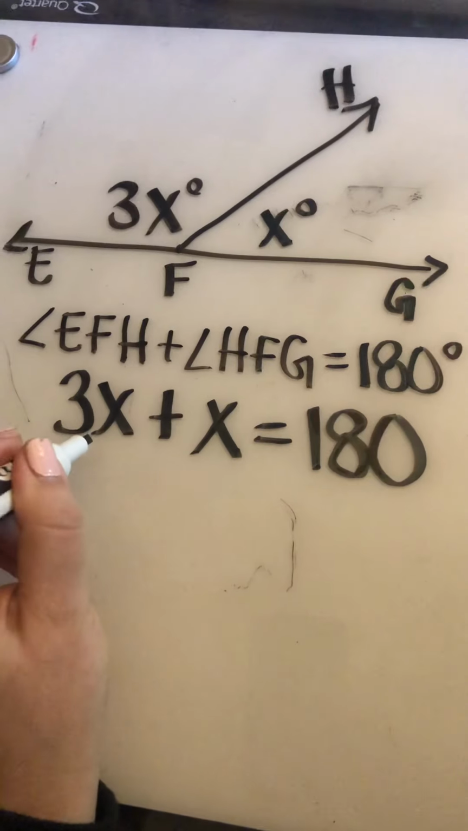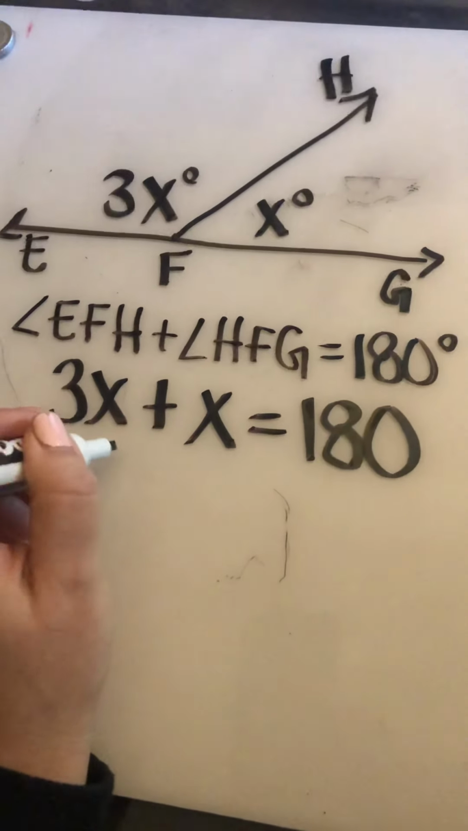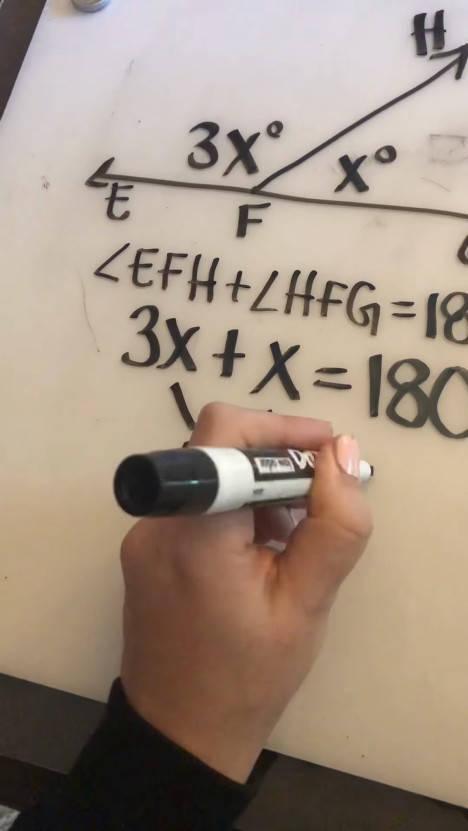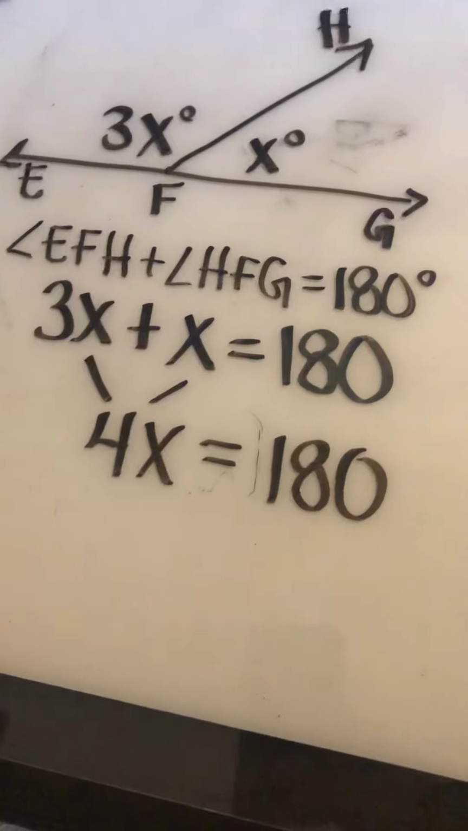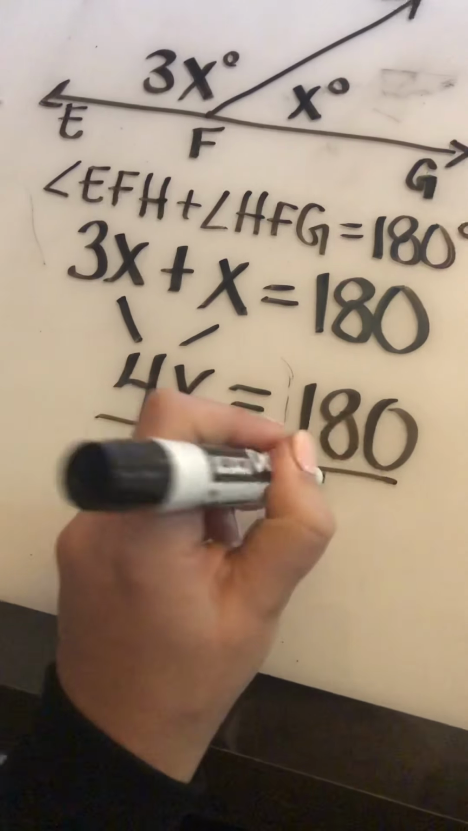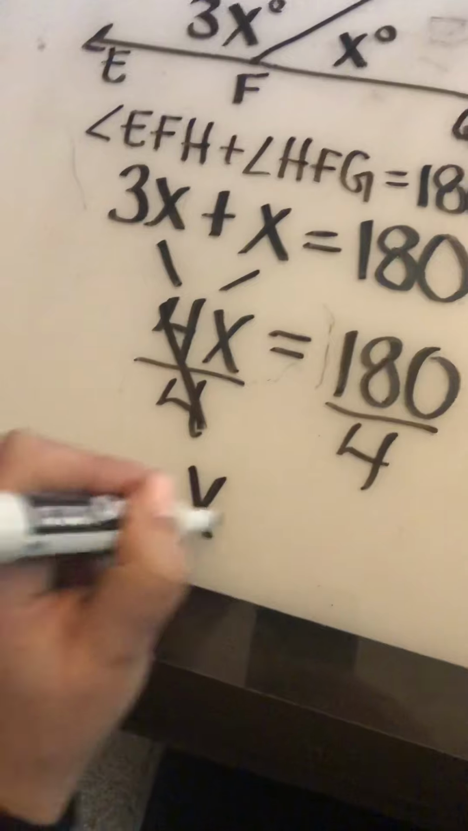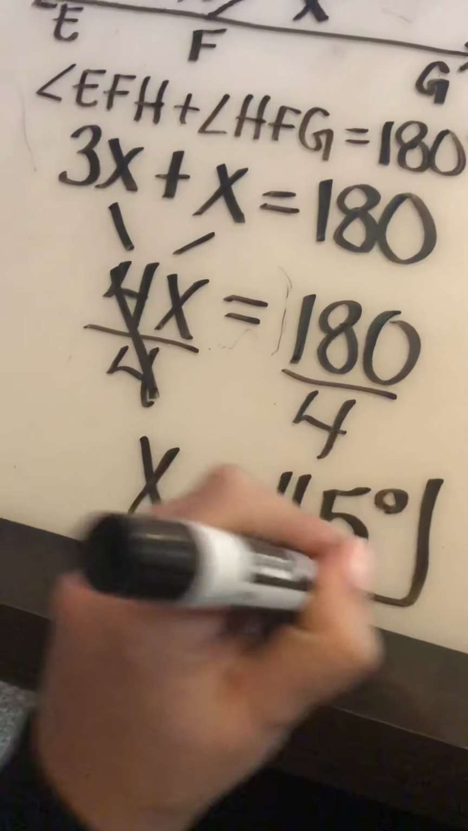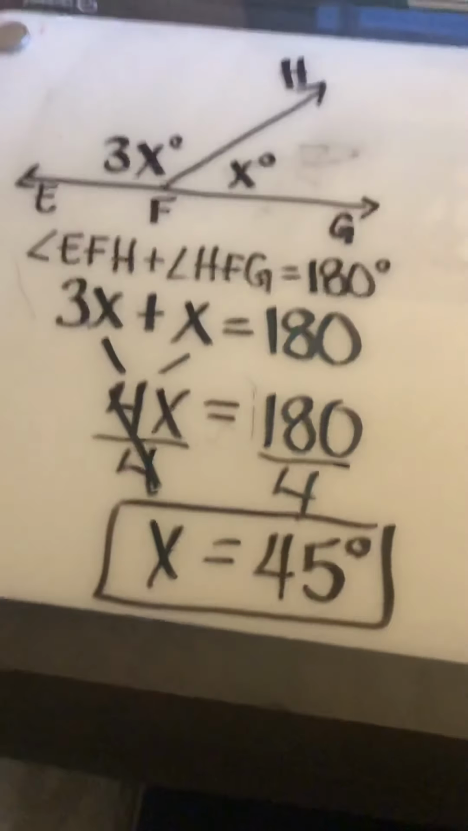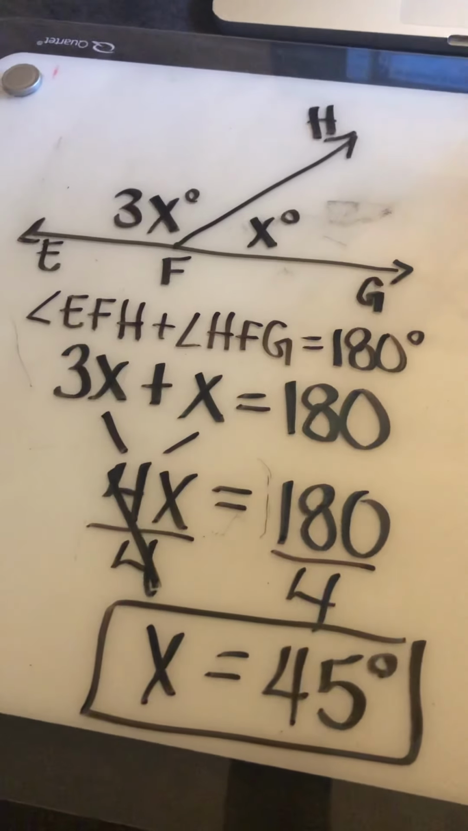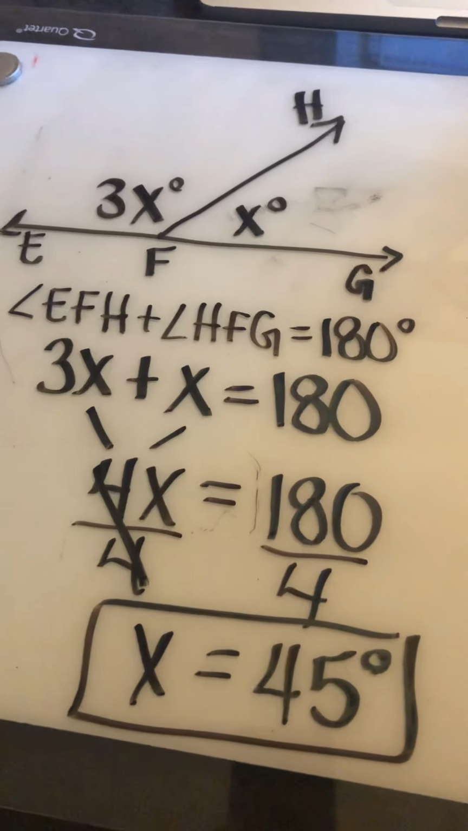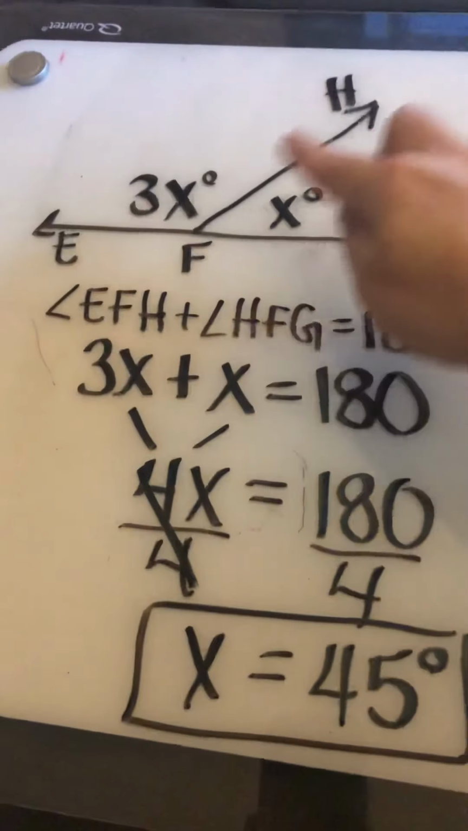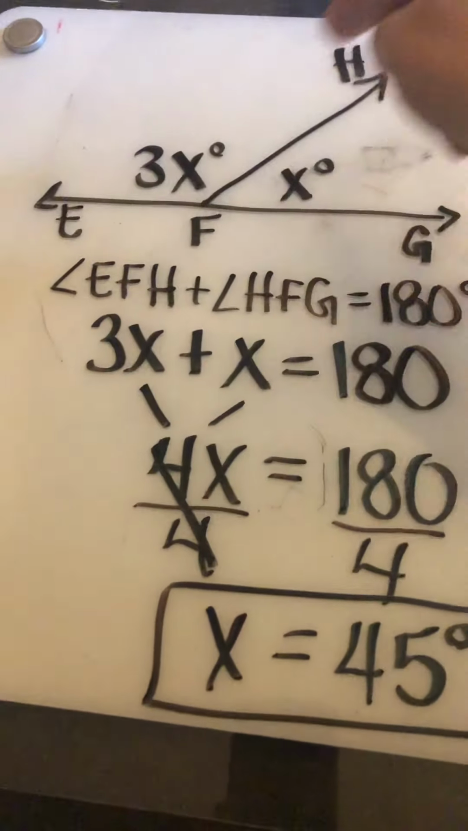We're going to combine our like terms. These are like terms because they both have x. So 3x plus x will give us 4x equal to 180. To solve for x, we simply divide by 4 on both sides. And we're going to get x equals 45. Okay, so using our understanding of supplementary angles, we added the two expressions together and we got that x equals 45. Now we need to also find the angle measures and make sure that they too add to 180.